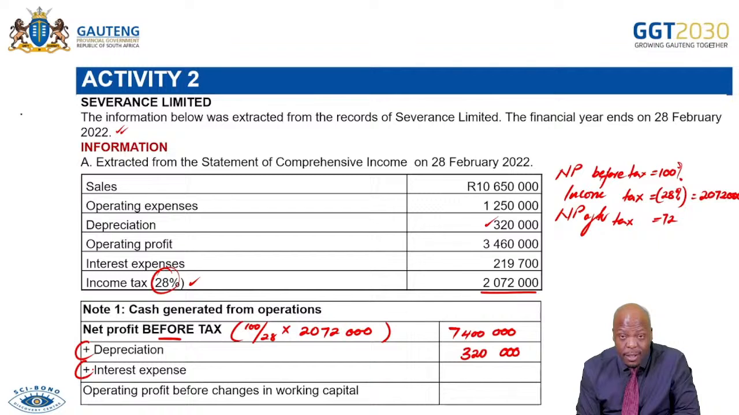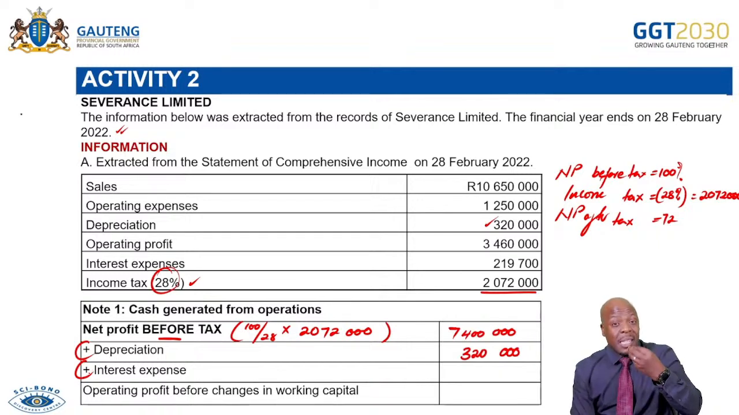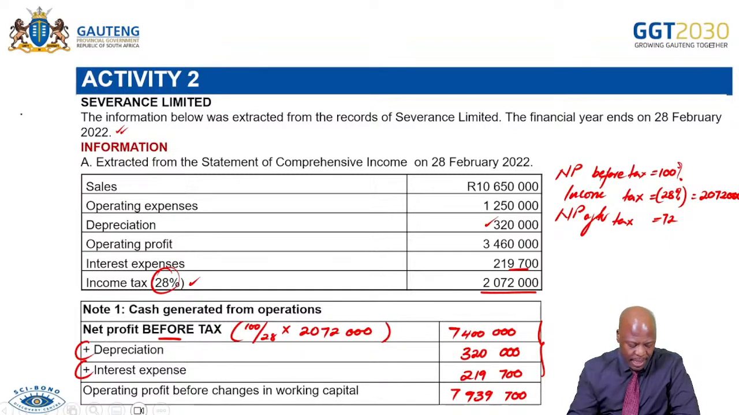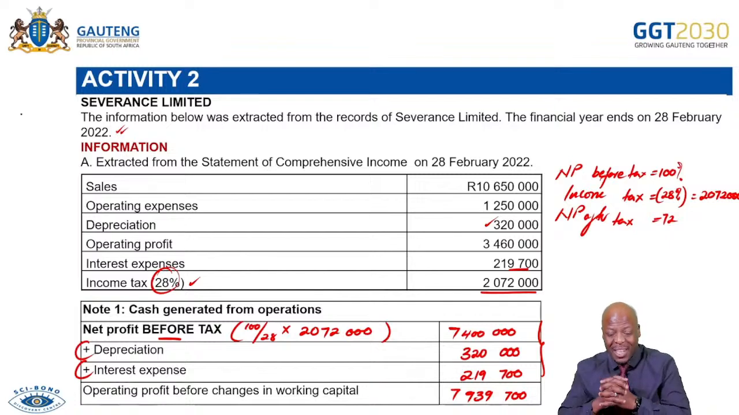Then we add again interest expense. Why? Because we're going to record it separately on the face of the cash flow statement. So we're going to say interest expense. And how much is that? 219,700. I need calculators now. We are now adding your 7.4 million plus the 320 and the 219,700. How much do you get? You get 7,939,700. What do we call that? That is our operating profit before the changes in working capital.